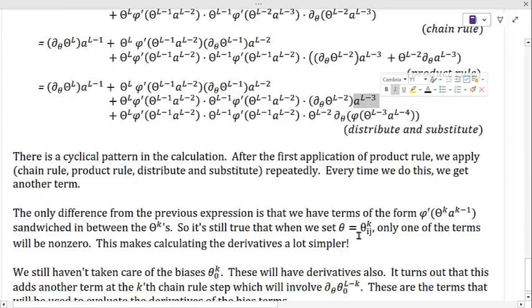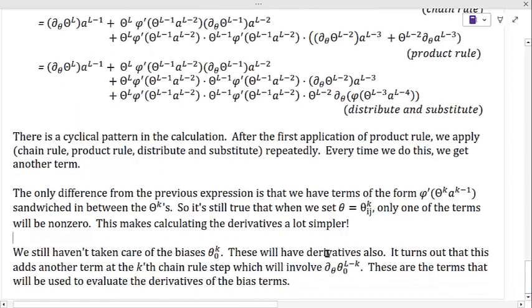All right, we still haven't taken care of the biases. These will have derivatives also. This just adds another term at the kth chain rule step that involves the derivative of theta 0 L minus k. So that can be added also. I'll leave that as an exercise. I hope this gives you a little more insight into how backpropagation works. It looks somewhat complicated, but it's just keeping track of derivatives and using product rule and chain rule.